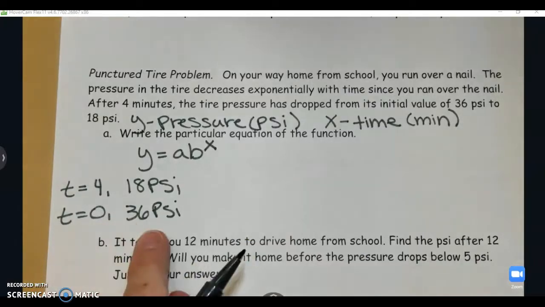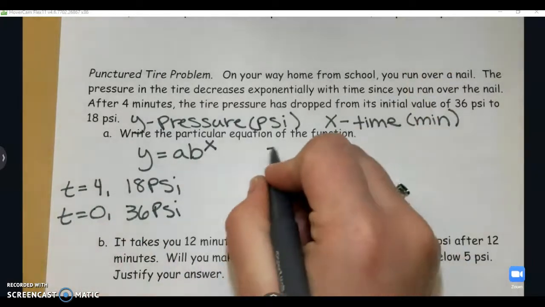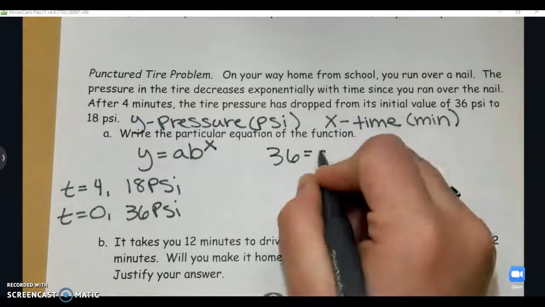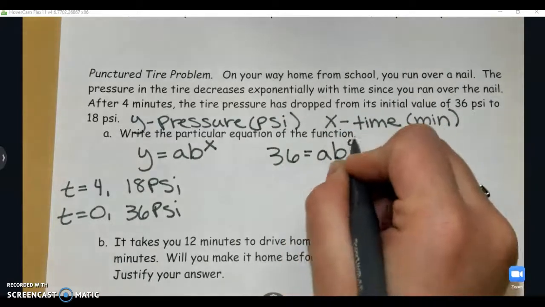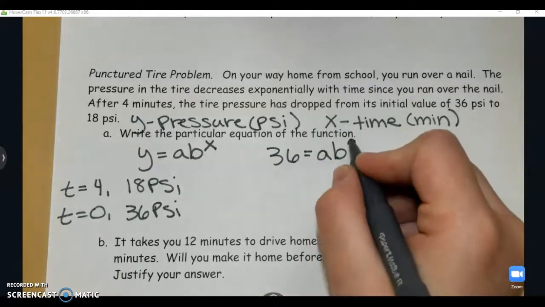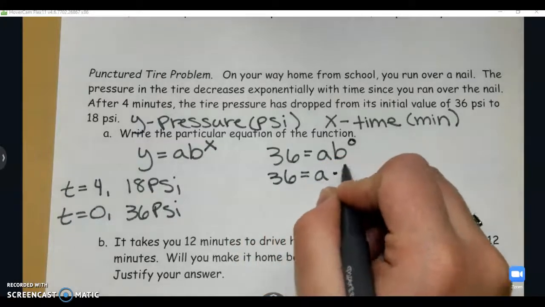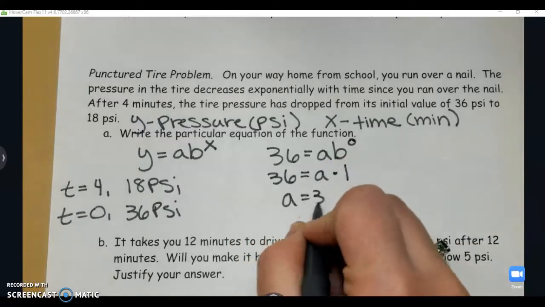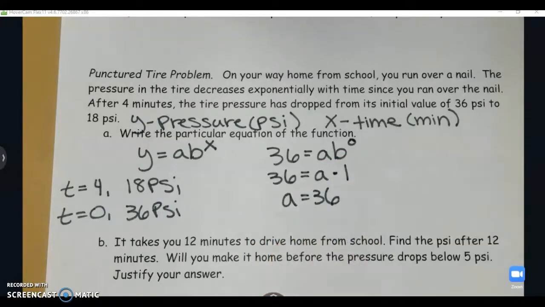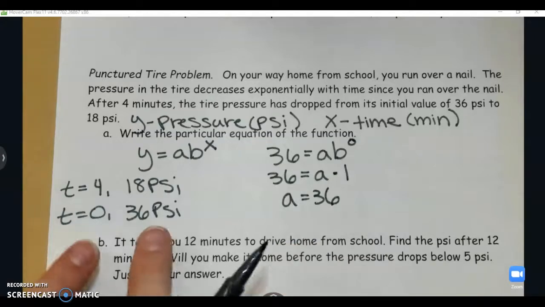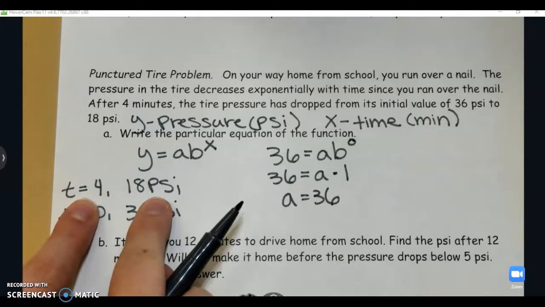At time equals 0, our y is 36. So 36 is equal to a times b to the 0 power. Well, anything to the 0 power is 1, so 36 is going to be equal to a times 1, which means that a is 36. So all we have to do now is find b by using the second set of data points we were given.